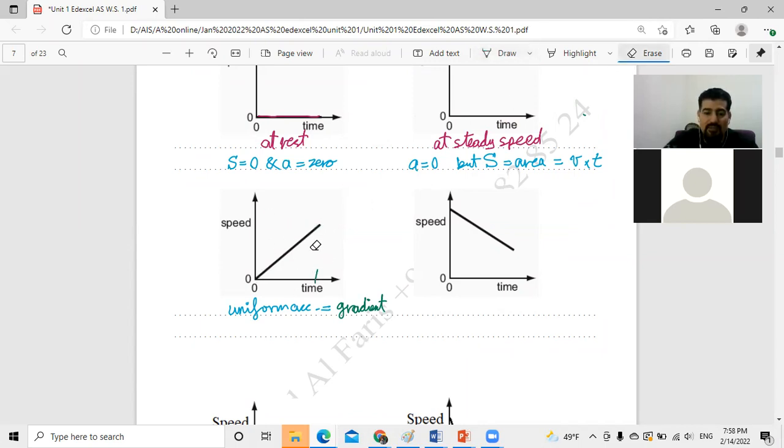Excellent, bravo. But what if I want to find the distance or the displacement? How can I find the distance here? Bravo, area under the graph. And this area under the graph is the area of what? The right angle triangle here. This right angle triangle, I'll have to find the area, which is half base times height. Bravo, excellent. Okay, fine. What about this one?